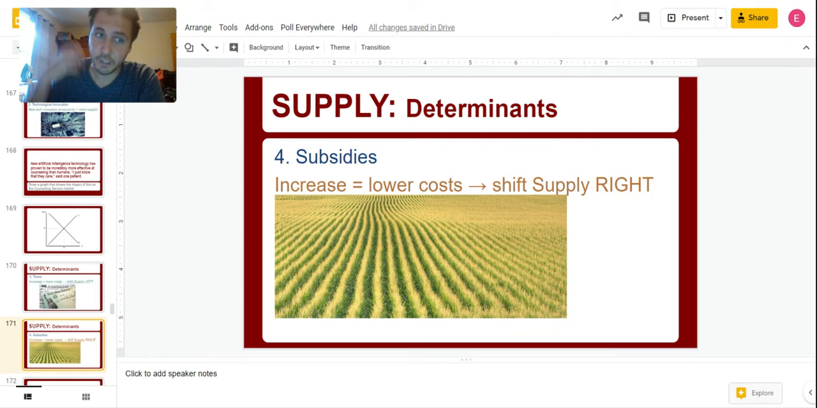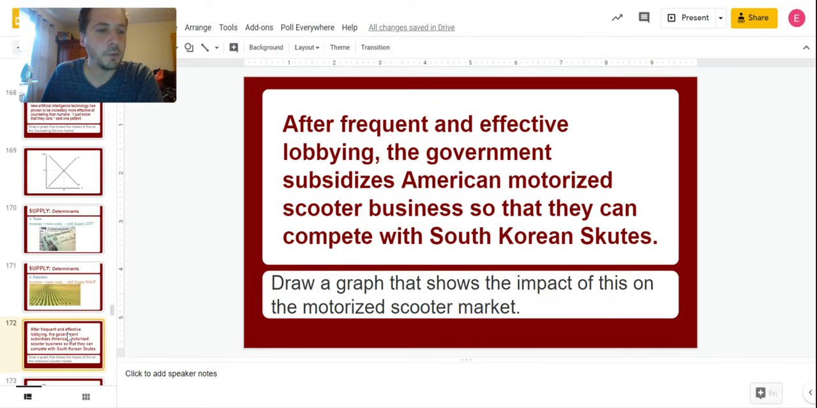However, when subsidies are taken away, when the government takes their money back, now those businesses have to increase their costs. And when costs go up, the supply is going to shift left. As a result, it's all logic, right? So let's try one out.